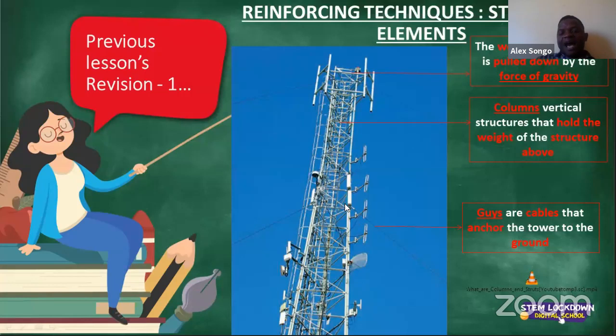Remember what I said? I said guys are the cables that are found on the side of the cell phone tower. They are important to anchor the tower to the ground. What does anchor mean? They attach or they make the tower stable. In natural sciences, we're going to be talking about roots because roots anchor the plant to the ground. Ladies and gentlemen, I hope you understand.